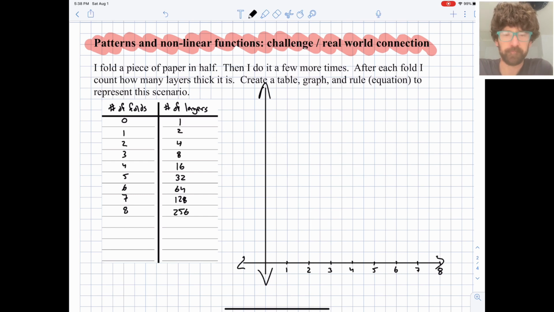By the way, 256 layers thick is about half of a ream of paper. One of those packs of paper that you buy, I think, normally has 500 sheets. So we're about half of that just by folding 8 times.